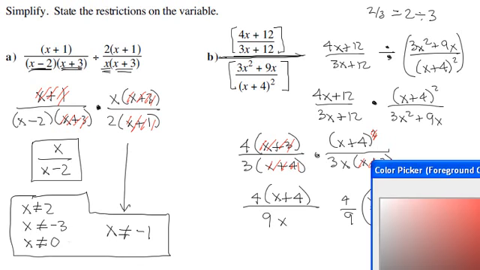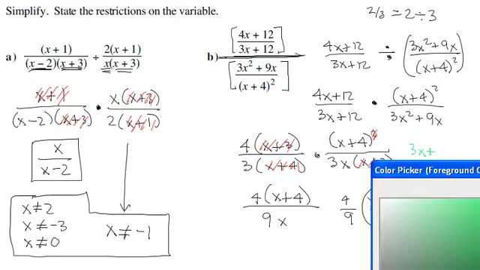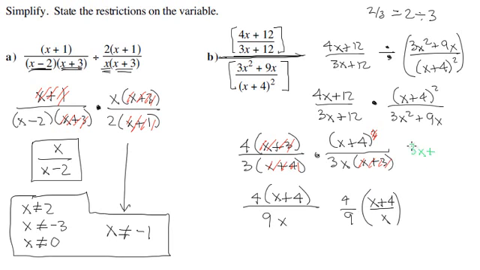Now, non-permissibles. Our denominators in this thing have been, well, we have 3x plus 12, which can't equal 0. That leads to x can't be negative 4. So that's a denominator. We had x plus 4 here, which gives us x can't be negative 4. We knew that already.